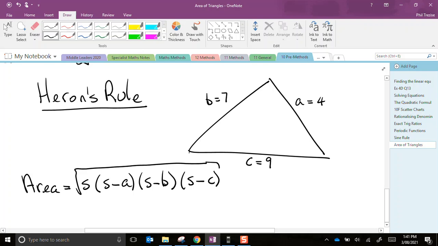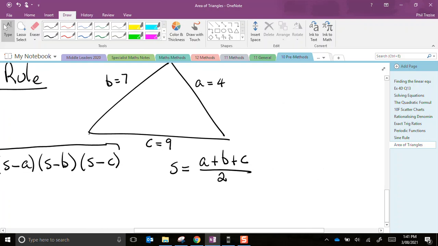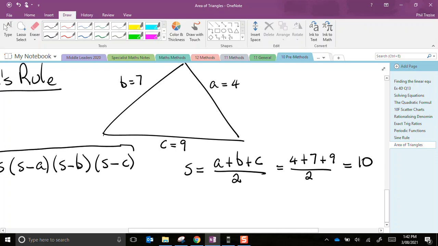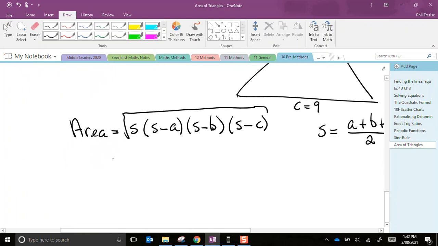And you're going to say to me, what's this letter S? And you'd be right. S is the semi-perimeter. Now, the perimeter of the triangle is A plus B plus C. Semi-perimeter means half of the perimeter. That's fine. So let's calculate semi-perimeter. A was 4, plus B was 7, 11 so far, plus C is 9, 20. 20 divided by 2 is 10. The semi-perimeter is 10.